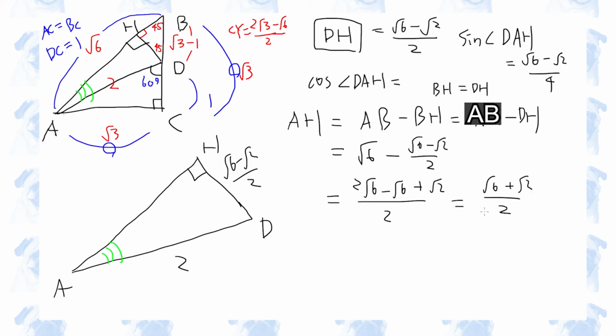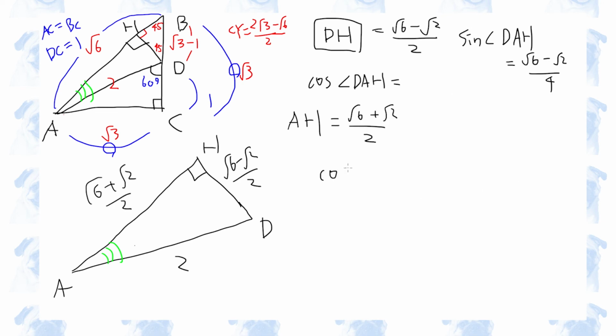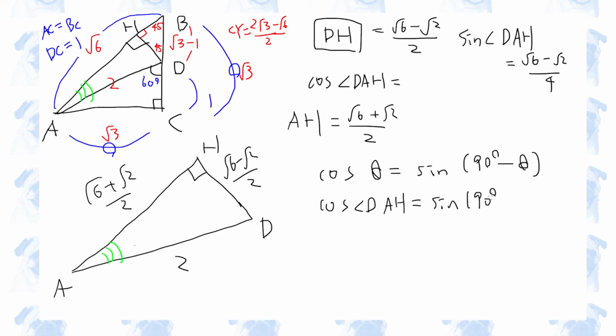So AH is root 6 plus root 2 over 2. And next, recall that cosine theta is the same as sine 90 degrees minus theta. Therefore, cosine DAH is sine 90 degrees minus angle DAH. And 90 degrees minus DAH is just angle HDA. So we basically have to find sine HDA, which is this angle right here.